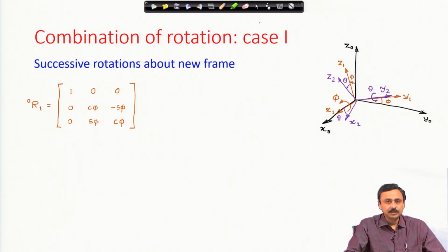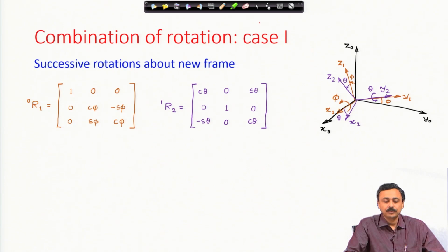The first rotation, R from 1 to 0, is a rotation about the x axis, and we have seen the representation. This is the representation and the angle was phi. The first column is nothing but the representation of x1 in x0 y0 z0, the second column is the representation of y1 in x0 y0 z0, the third column is the representation of z1 in x0 y0 z0.